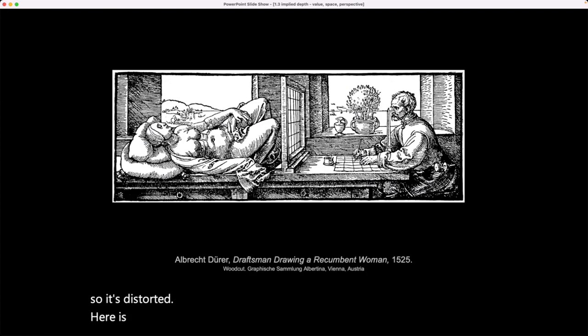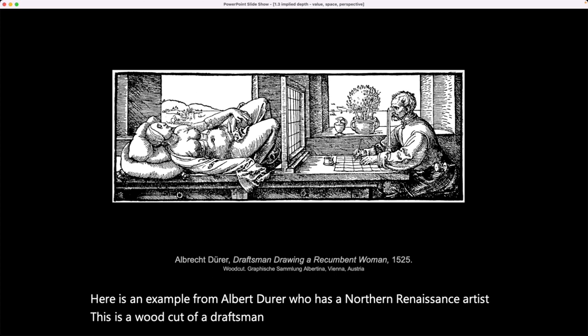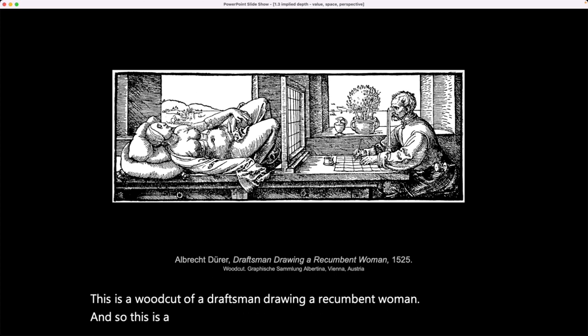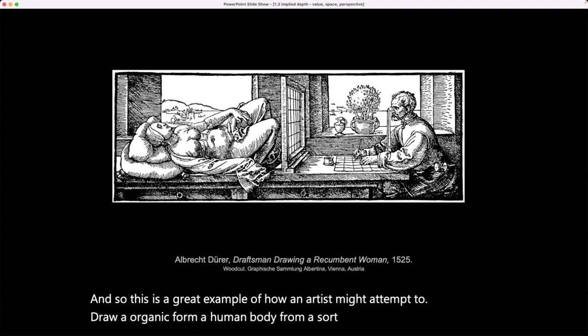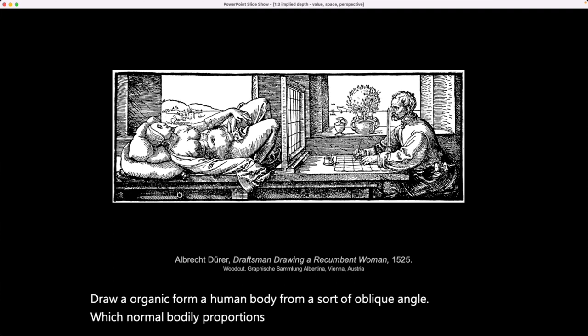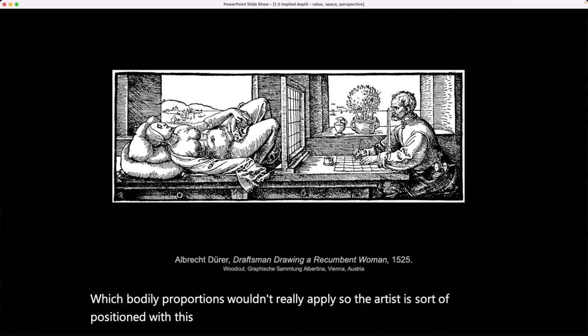Here is an example from Albrecht Dürer, who is a Northern Renaissance artist. This is a woodcut of a draftsman drawing a recumbent woman. And so this is a great example of how an artist might attempt to draw an organic form, a human body, from a sort of oblique angle, in which normal bodily proportions wouldn't really apply. So the artist is sort of positioned with this obelisk in front of him.